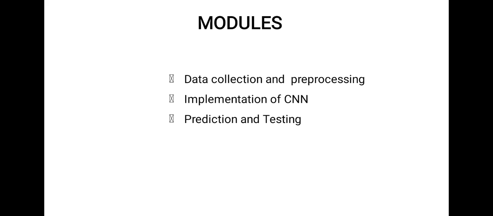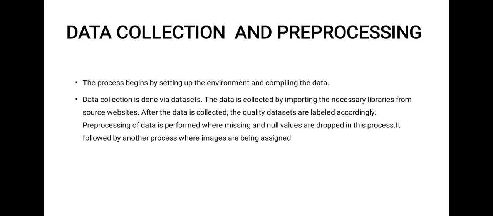Modules. We had three modules: data collection and pre-processing, implementation of CNN, and prediction and testing. Data collection and pre-processing: the process begins by setting up the environment and compiling the data. Data collection is done via datasets. The data is collected by importing the necessary libraries from source websites.